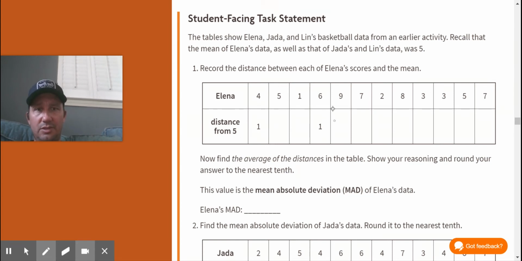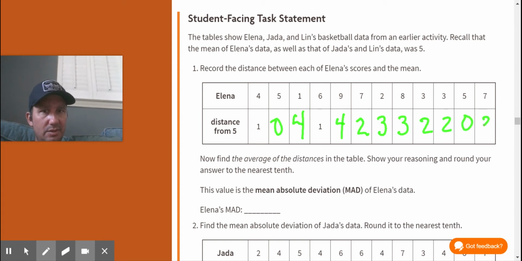So they did 2 of them for you. That 4 baskets made was 1 away from 5. 6 baskets made was 1 away from 5. 5, that's 0 away. 1 is 4 away because 5 minus 1 is 4. 9 is also 4 away because 9 minus 5 is 4. This is 2 away. 3, 3, 2, 2, 0, 2.